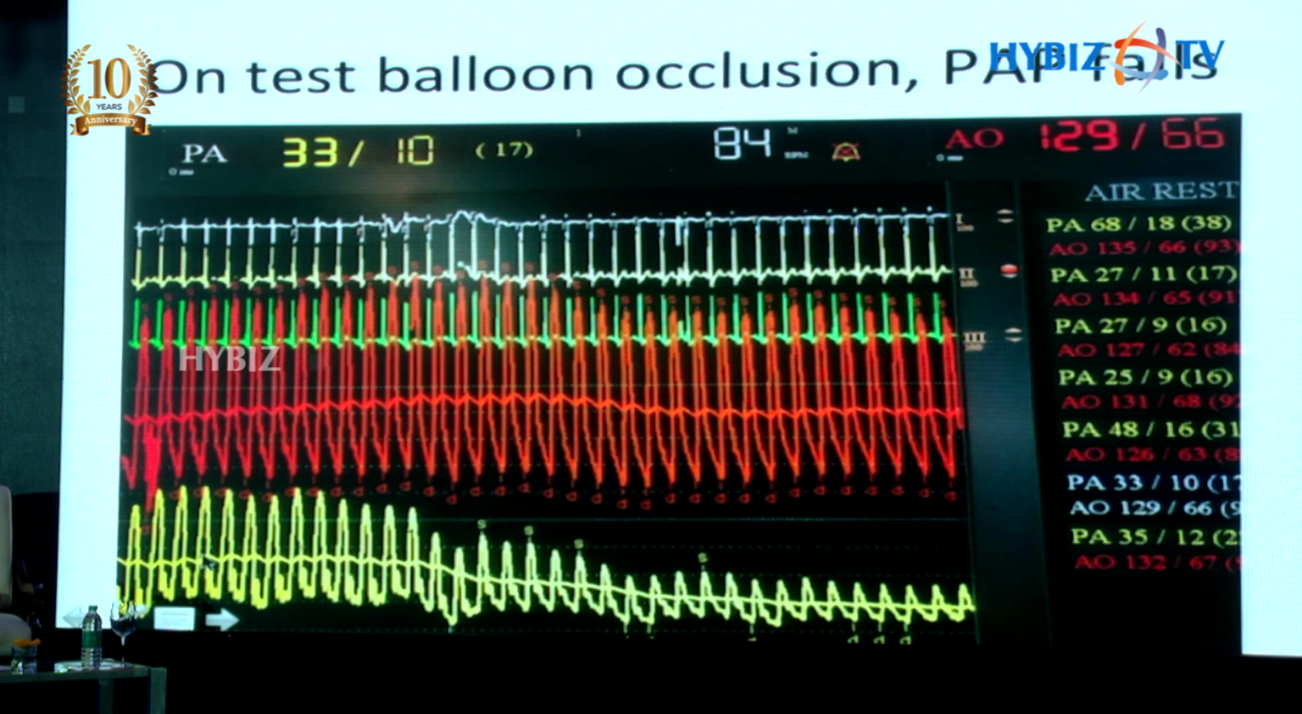This is a test balloon occlusion of a patient who is having nearly 60 PA pressures. You keep on occluding for a long period. Slowly the PA pressures come down without a fall in the aortic pressure. That means the PA is partially going to be flow dependent. Now, is it just an artifact?